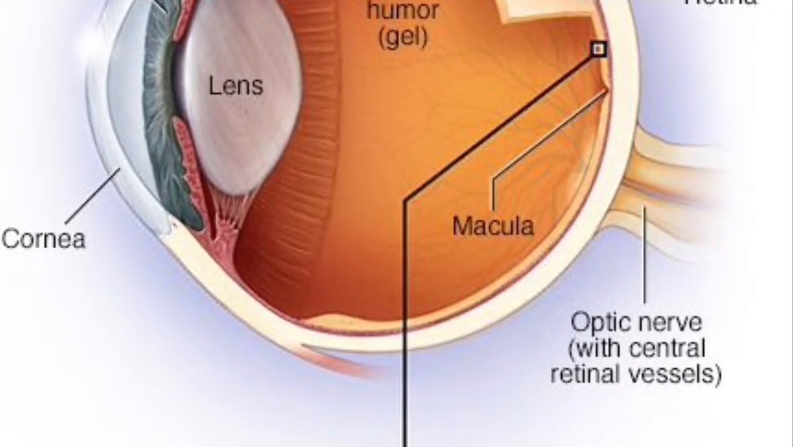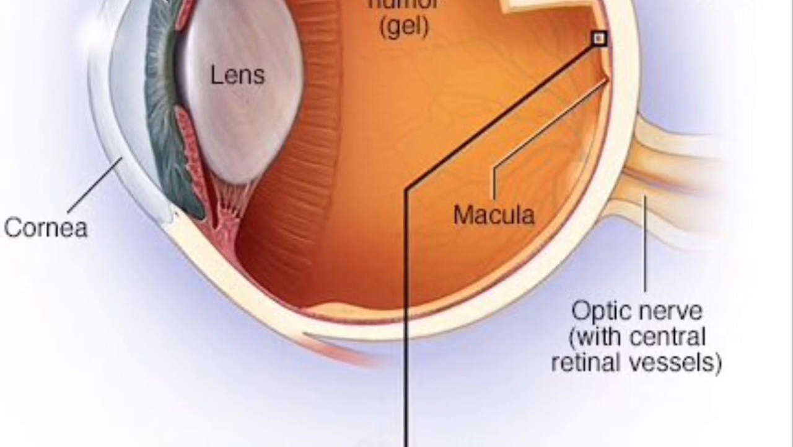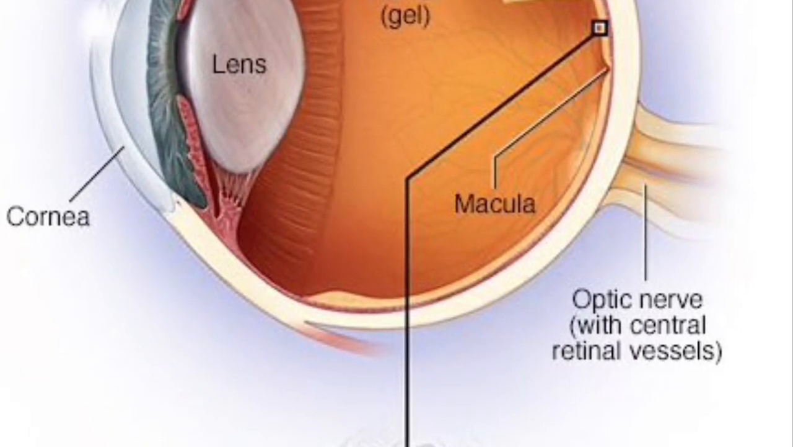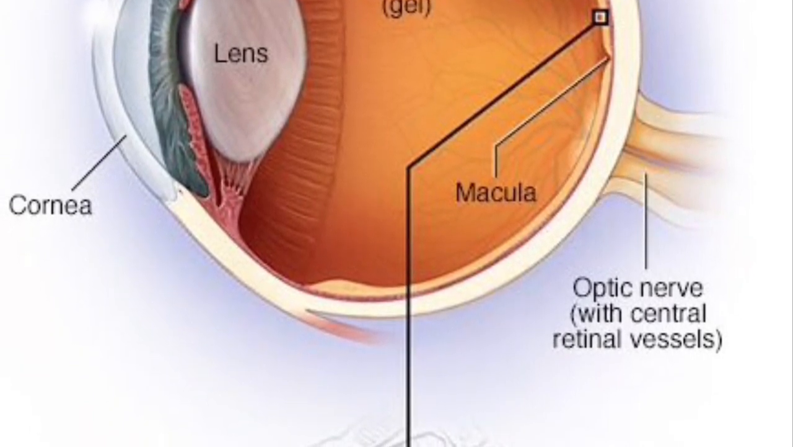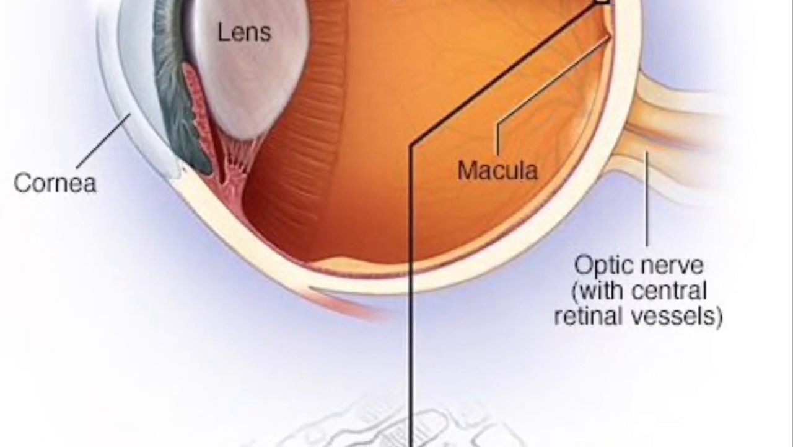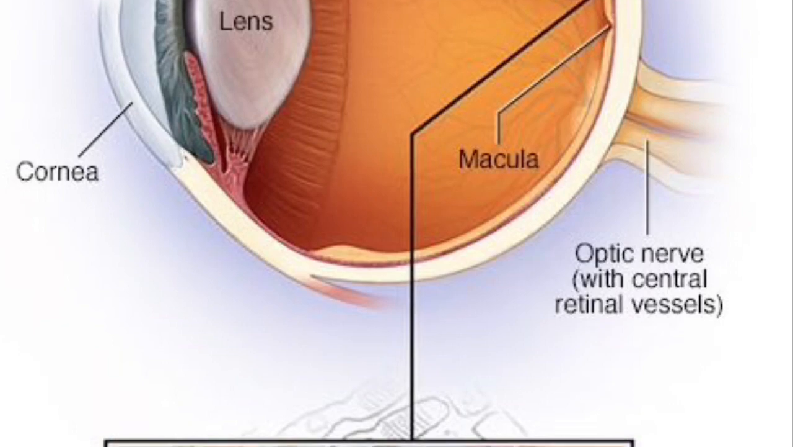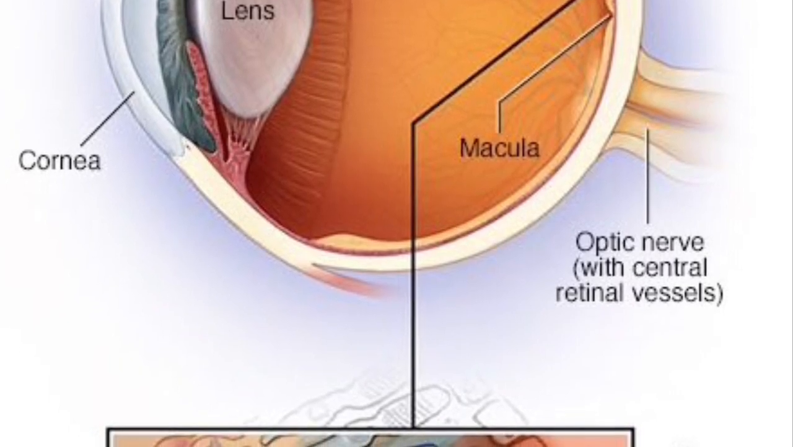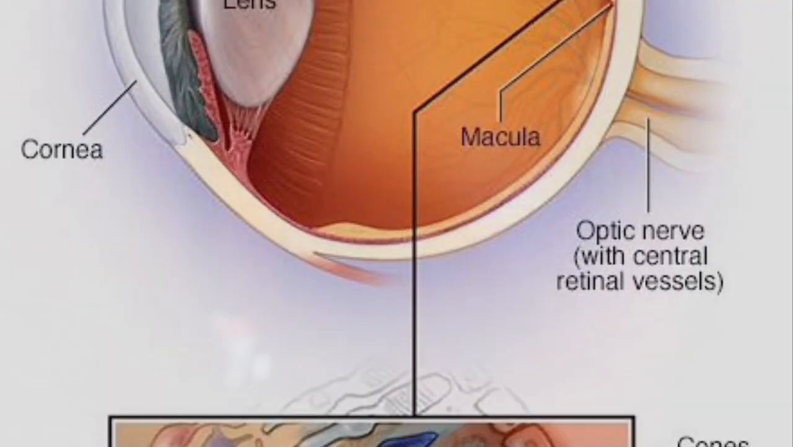There are 3 types of cones in the eye that can see small, medium, and large wavelengths of light in the spectrum, and they are the blue sensitive, green sensitive, and red sensitive. This allows the brain to perceive signals from the retina as different colors.